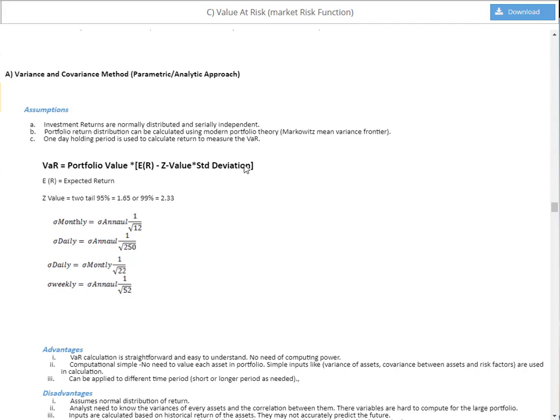It's a very simple formula. You can say the portfolio value multiplied by the expected return minus the Z value. If you are calculating the 5% VAR, at 95% interval, the Z value will be 1.65, multiplied by the standard deviation of the portfolio.